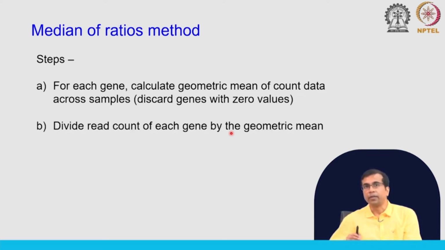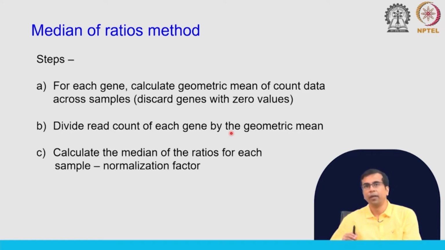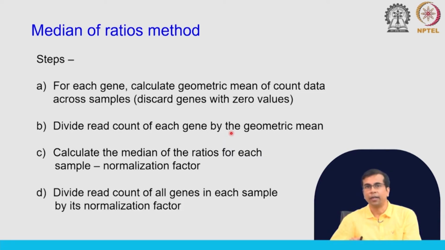The next step is to divide read count of each gene by the geometric mean. We will again take the example and we will see the steps, then you will understand this better. So, we divide read count of each gene by the geometric mean and we calculate the median of the ratios that we get after the divisions in step B, and we use this median as the normalization factor for that sample. Maybe this sounds very complex, but once we do the steps it will be clear.